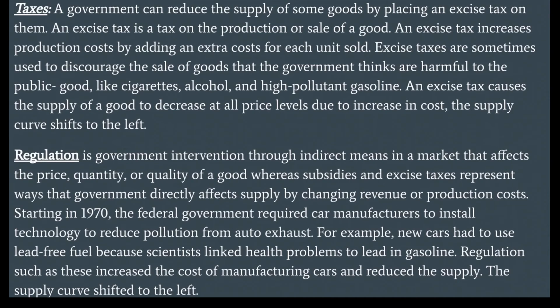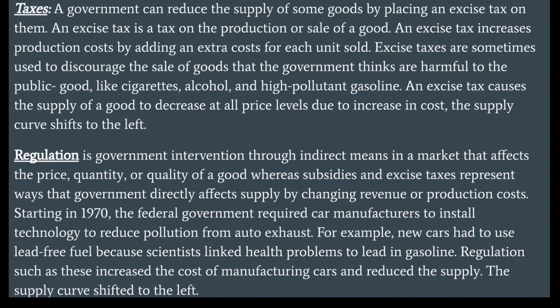Taxes. A government can reduce the supply of some goods by placing an excise tax on them. An excise tax is a tax on the production or sale of a good. An excise tax increases production cost by adding an extra cost for each unit sold. Excise taxes are sometimes used to discourage the sale of goods that the government thinks are harmful to the public good, like cigarettes, alcohol, and high pollutant gasoline. An excise tax causes the supply of a good to decrease at all price levels due to the increase in costs. The supply curve shifts to the left.